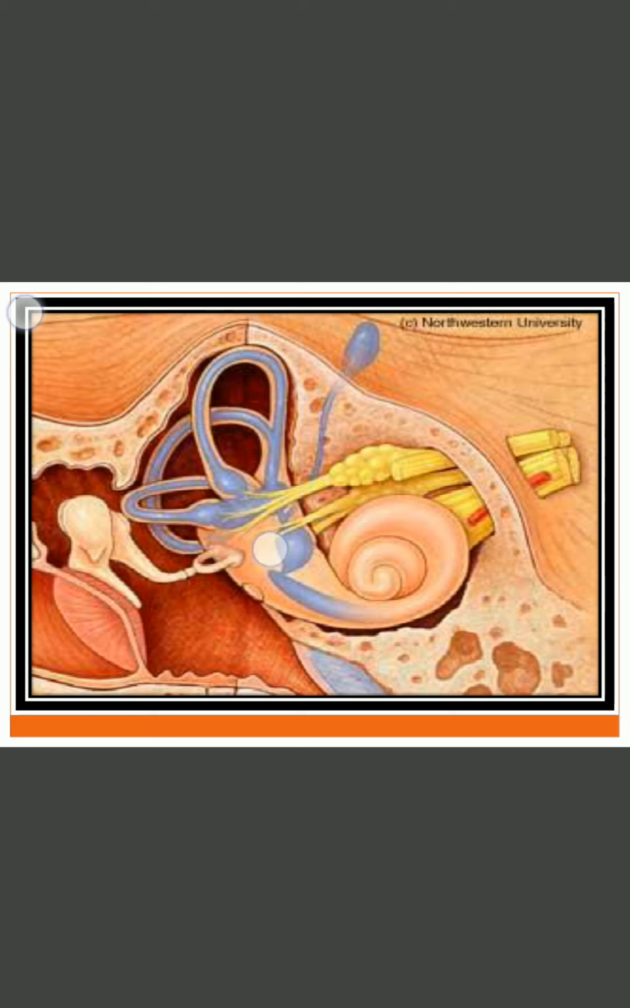And the base of the modulus is pointing towards the internal acoustic meatus, which is this. This is the internal acoustic meatus. So the base points towards the fundus of the internal acoustic meatus, and the apex is anterior-superior and it points towards the medial wall of the middle ear.